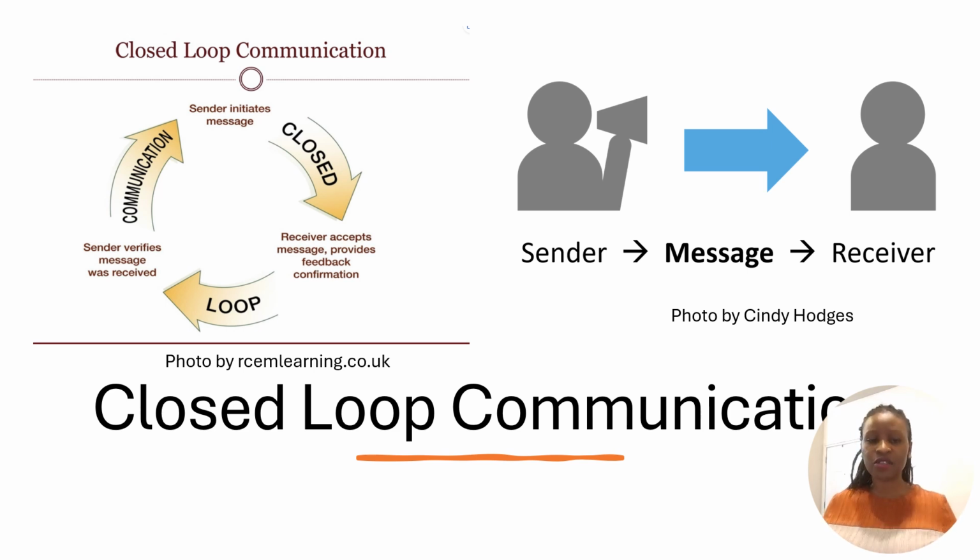And so we're going to be circling back to closed loop communication, because we're going to be using it a lot. So think about, even your own private, personal life, but also professionally as a community health worker, how you can close the loop in those communications, how you can make sure that the receiver accepts the message and they provide feedback that the message was received.